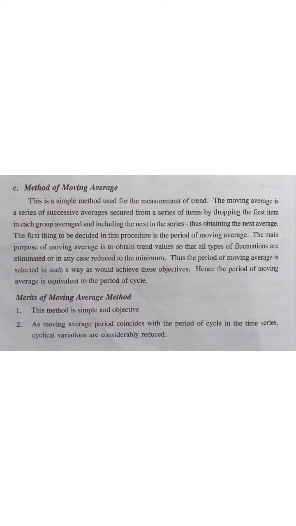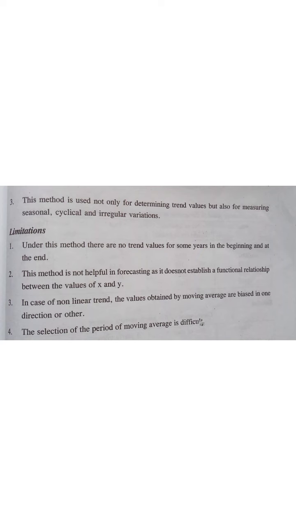Merits of the moving average method. This method is simple and objective. As the moving average period coincides with the period of the cycle in the time series, cyclic variations are considerably reduced. The third point is that this method is used not only for determining trend values but also for measuring the seasonal, cyclical and irregular variation. Let's see the limitations.